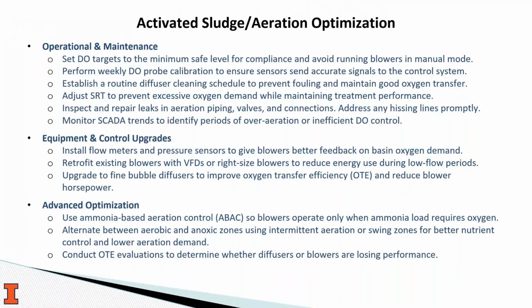Finally, some facilities can also benefit from advanced optimization strategies. So one approach is implementing ammonia-based aeration control, which basically allows blowers to operate only when ammonia levels indicate oxygen is needed. Another strategy is alternating between aerobic and anoxic zones using intermittent aeration or swing zones, which can improve nutrient removal while reducing aeration demand. And conducting OTE analysis can also determine whether diffusers or blowers are losing performance over time.